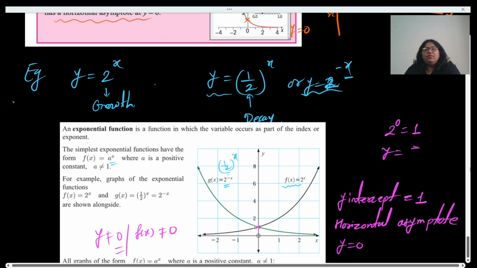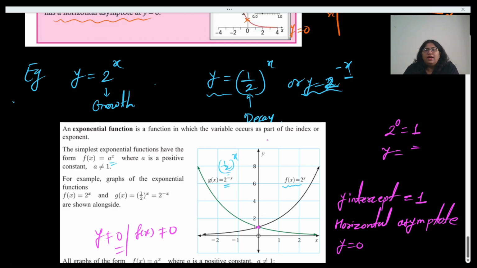One more thing, whenever we have this case, you can see that this is a reflection through the y-axis, because here f of x equals 2 to the power x and f of x equals 2 to the power minus x.